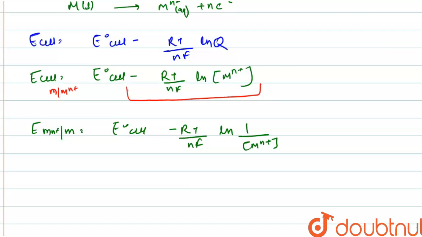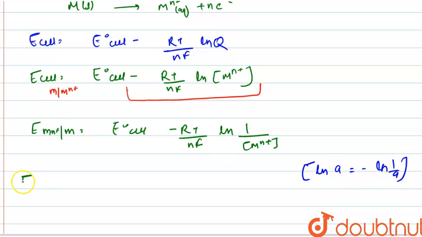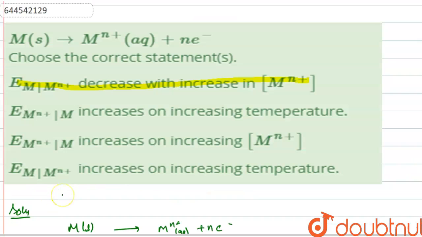but before this, we have to know the property of log, which is ln of A is equal to minus of ln of 1 upon A. So on further modifying this Nernst equation, we get E of M^n+ to M is equal to E naught of cell plus RT upon nF into ln of concentration of M^n+. If we increase the temperature, E of M^n+ to M will increase. So option B is also the correct option.